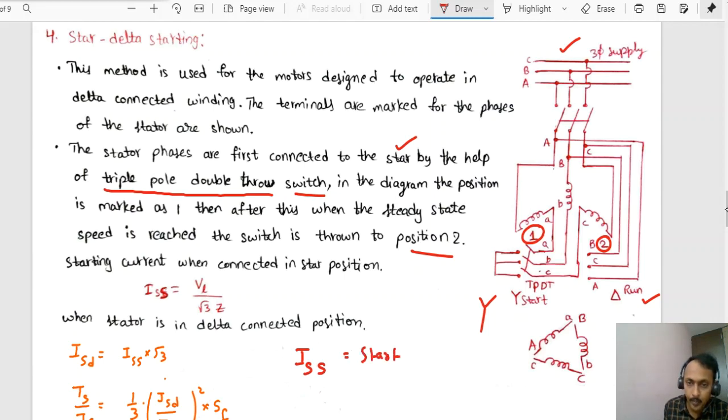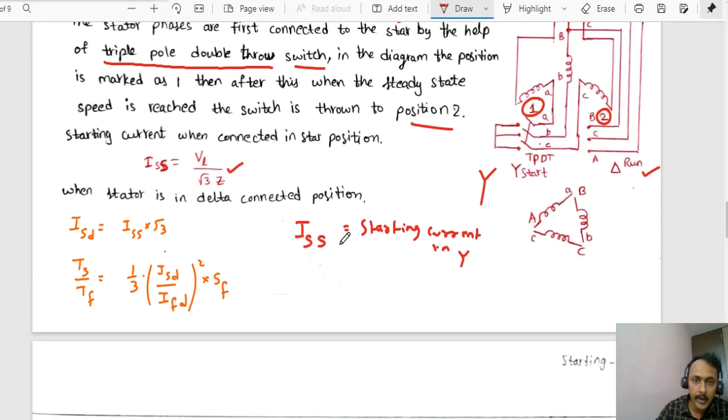Starting current in star connection, ISS, will be equal to VL by root 3 divided by VL by root 3 into Z. Now the starting current in delta manner is given by root 3 times the starting current in star manner.